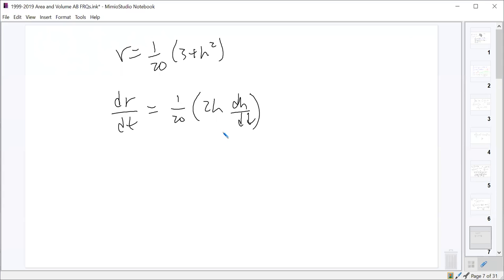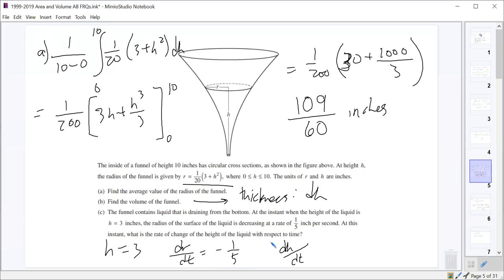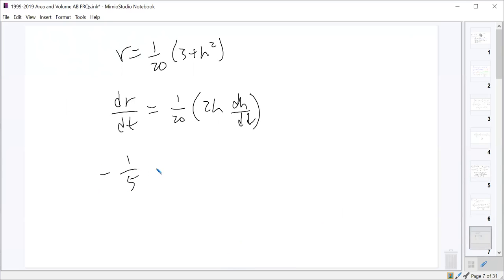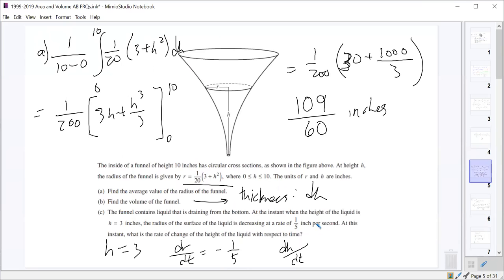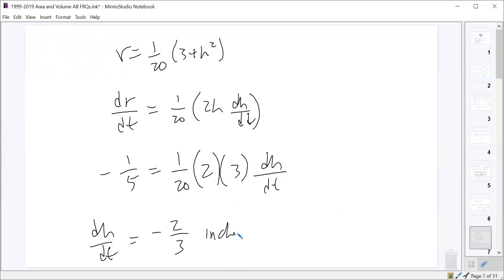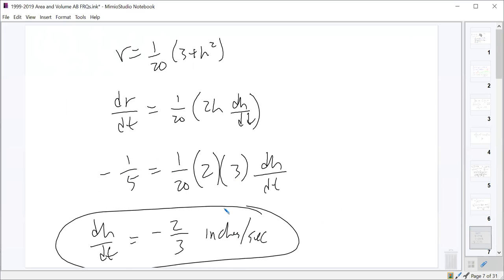What was dr/dt? Negative 1/5. And what was h? 3. So what do we end up with here? Multiply by the 20 gives us negative 4 over here. Divide by the 6 gives us negative 4/6, negative 2/3. And our units would be inches per second. Good or no?